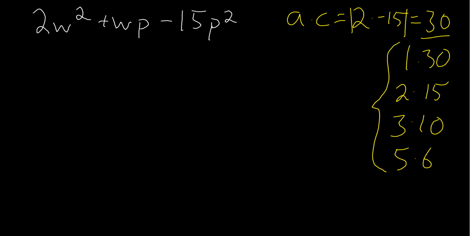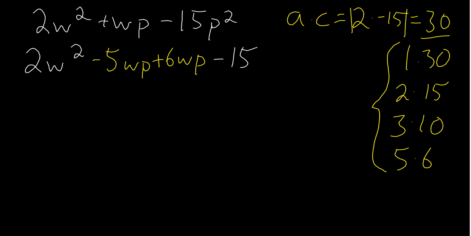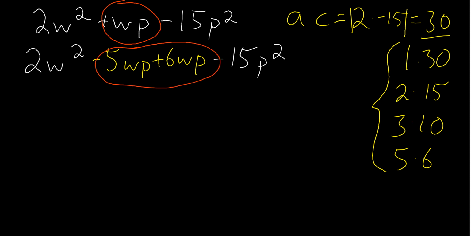So negative 5, positive 6, so we can rewrite this now as 2w squared minus 5wp plus 6wp minus 15p squared. Again, if we agree that negative 5wp plus 6wp is the same thing as just 1wp, right? So now once we did that, we can factor by grouping.